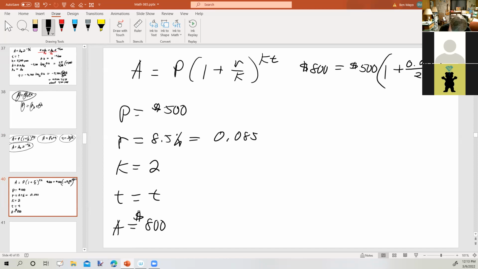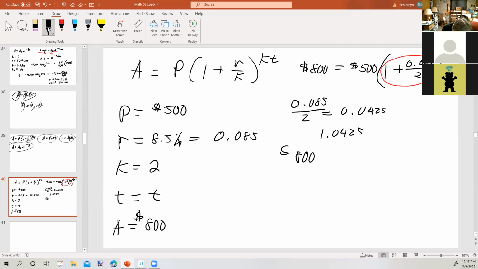Well, let's take the insides right here and simplify that. If I take 0.085 divided by 2, I get 0.0425. And then 1 plus that would be 1.0425. So that gives me $800 equals $500 times 1.0425 raised to the 2t power. So far, so good.